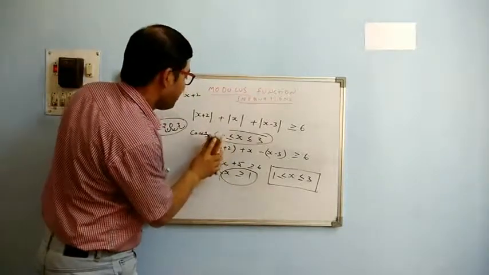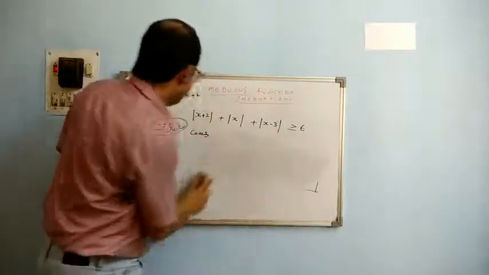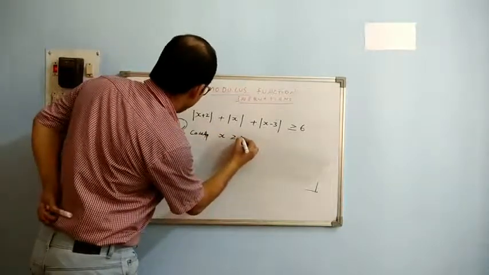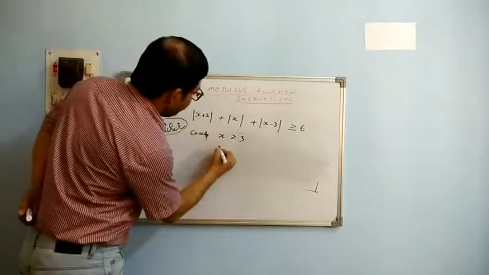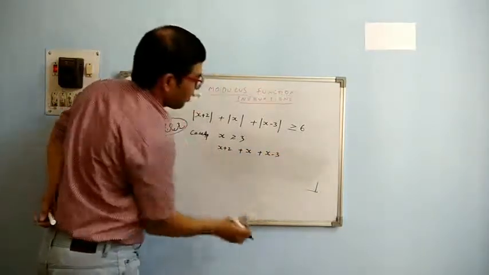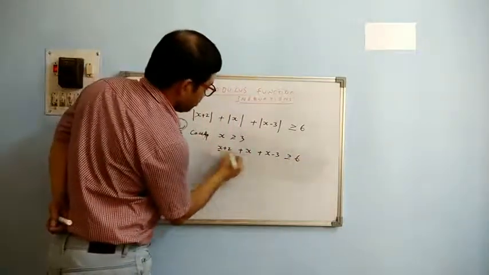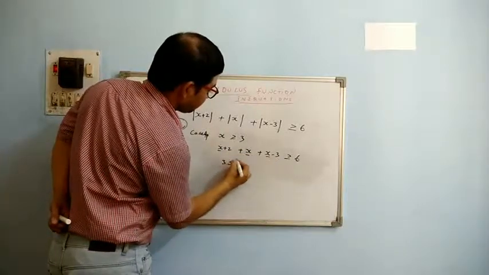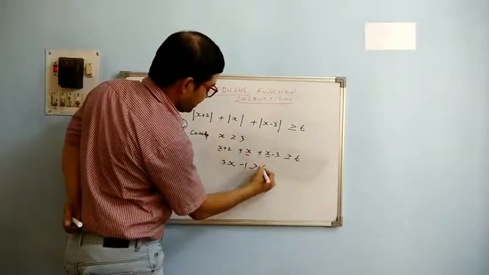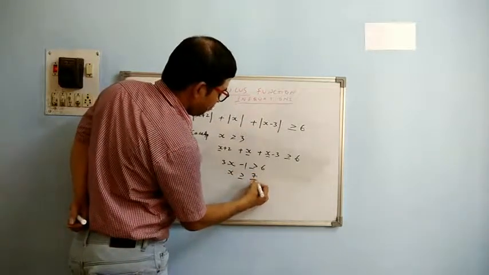And the last case now we are taking, x is greater than or equal to 3. Case number 4, x is greater than or equal to 3. So it will be positive. This is positive. This is positive. Everything is positive, greater than or equal to 6. So 3x, and this is minus 1, is greater than or equal to 6. So x is greater than or equal to 7 by 3.